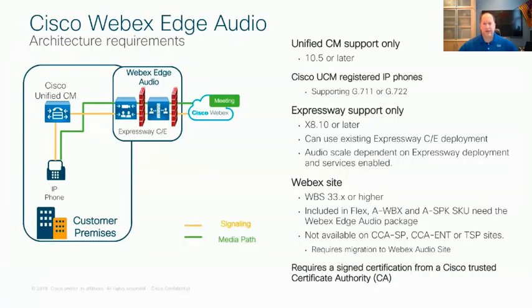Now let's take a look briefly at some of the details and requirements for this. The left-hand side is a nice little simple diagram. What is required from, let's say, Communications Manager, which is 10.5 or later? From an Expressway standpoint, we need X8.10 or later as part of the deployment on each one of those Expressways. We support G711 and G722 audio codecs going through in this particular environment. And from the Webex side, you must be at least on WS33.X or higher to make the solution work.